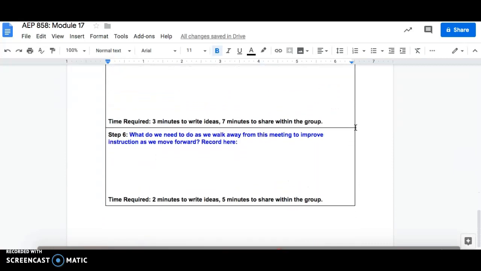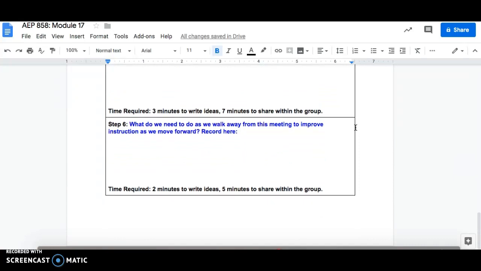Finally, step 6 is, what do we need to do as we walk away from this meeting to improve instruction as we move forward? We'll take about 2 minutes to write some ideas down, 5 minutes to share within the group, and this is our plan moving forward and how we're going to improve our school.